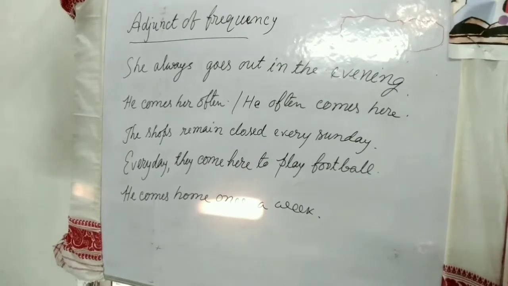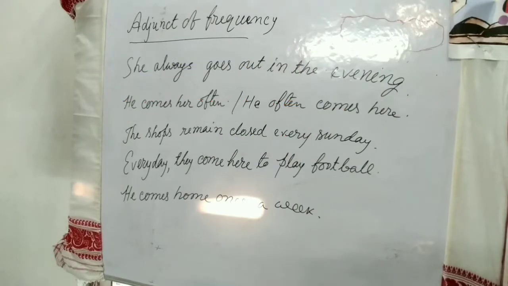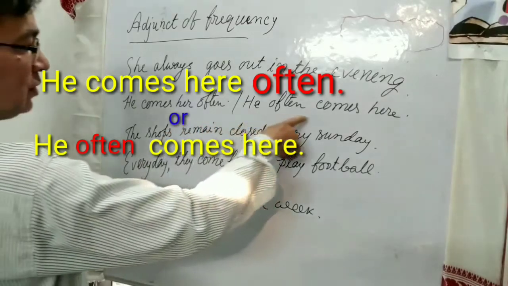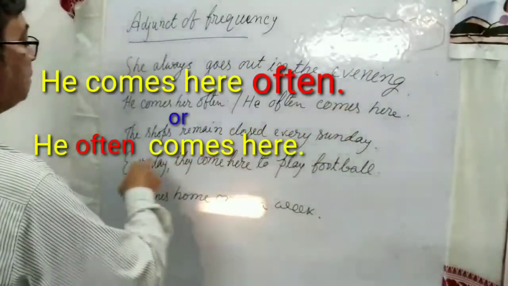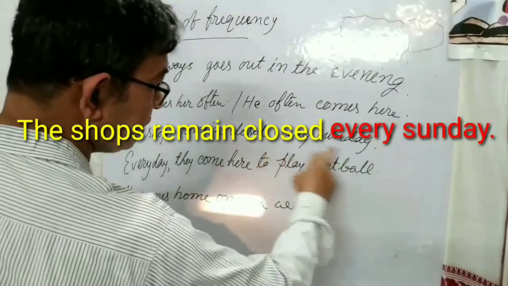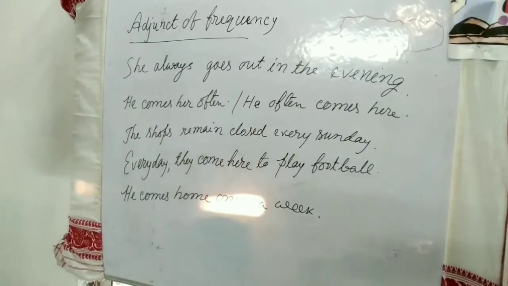Here are some examples. She always goes out in the evening. Here always is the adverb of frequency. In the second sentence, you will get another adverb of frequency, that is, he comes here often, or he often comes here. Similarly, the shops remain closed every Sunday. Here every Sunday is an adjunct of frequency.